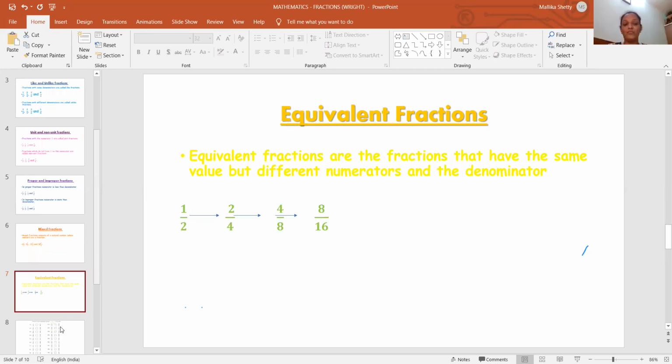And finally, I have one more type of fraction for you, which is known as equivalent fractions. Now, what are equivalent fractions? Have you all heard about equivalent fractions? Yes, ma'am. Yes, Umar, please tell us. Equivalent fraction means 2 by 4, 4 by 8, and 8 by 16. If you only have 1 by 2, can you tell me, is it an equivalent fraction or no? No.